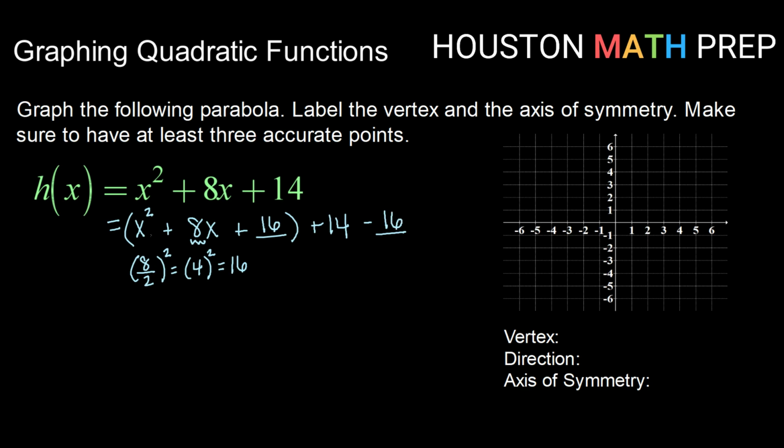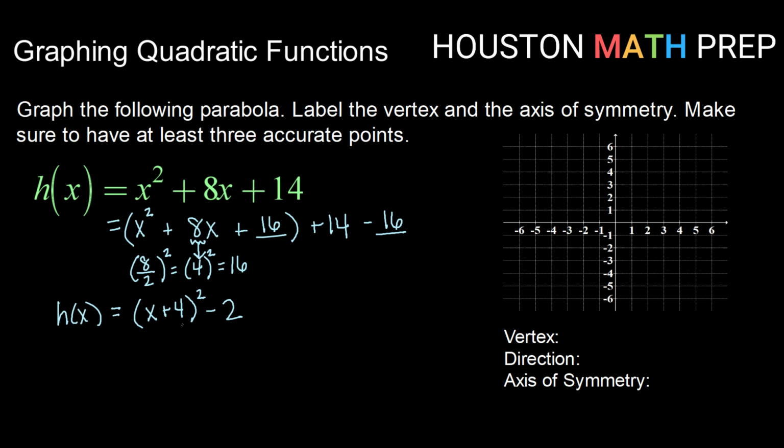Now, we created that perfect square trinomial so that it would factor into (x minus h) squared. So here, this is going to be x plus 4 squared, since this is a positive 4. And then we'll get our k by combining these two like terms. Positive 14 minus 16 is minus 2. So now we have h of x equals (x plus 4) squared minus 2, which is in vertex form.